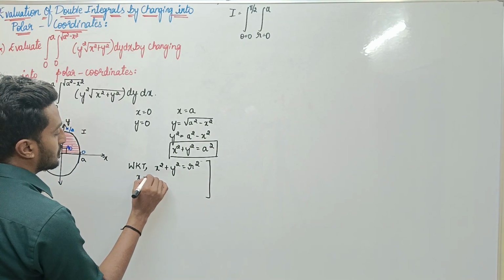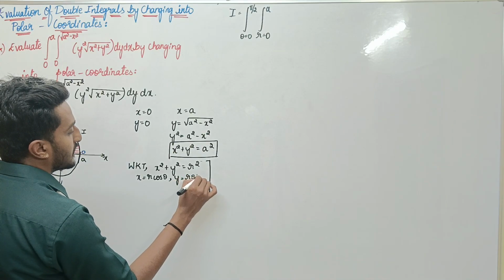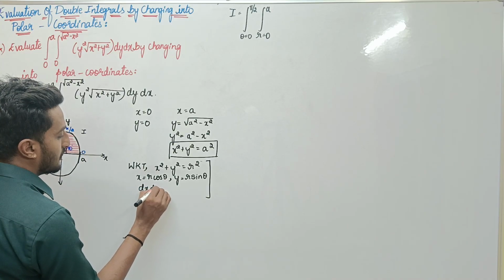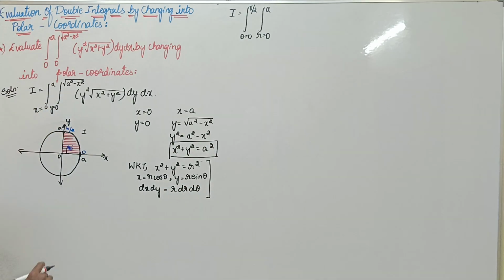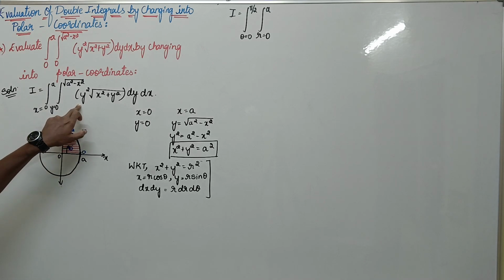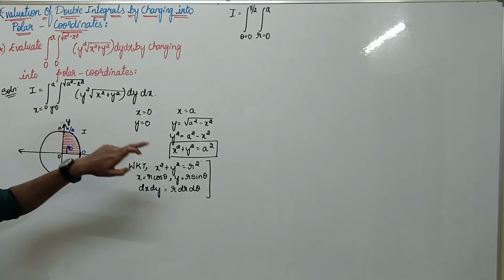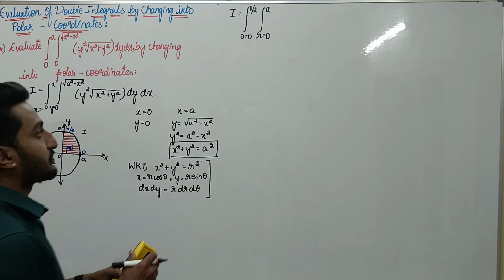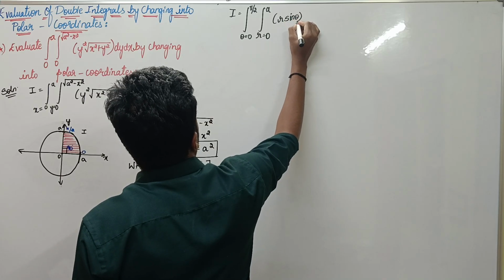Now where x equal to r cos theta and y equal to r sin theta, dx dy can be represented as r dr d theta. Now let us go step by step. Since it is in Cartesian coordinates, I need to represent it in polar coordinates. So in place of y, I am going to consider r sin theta. We have y square, that means it becomes r sin theta the whole square.